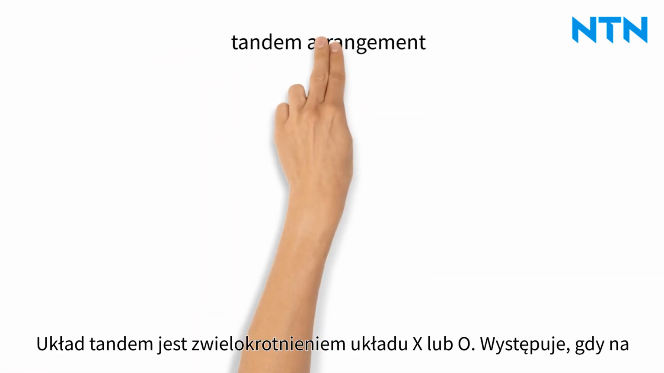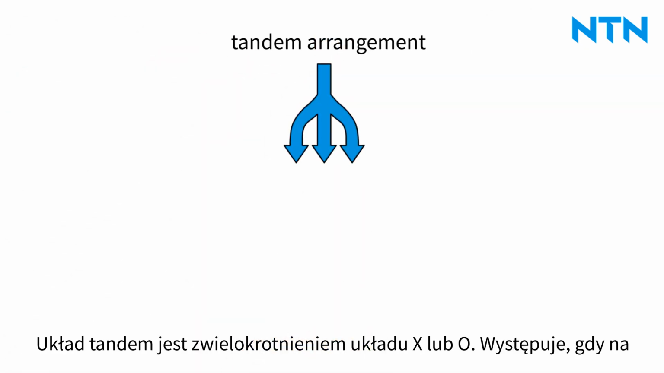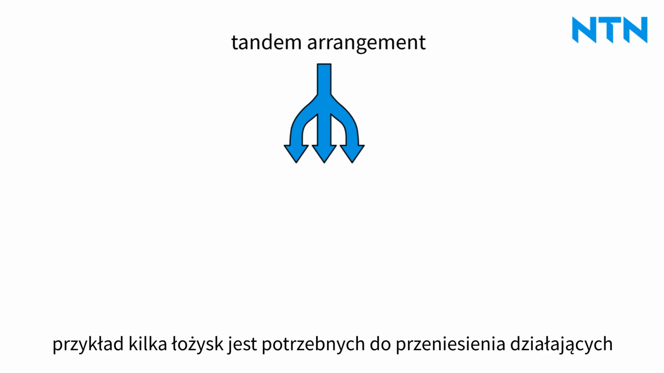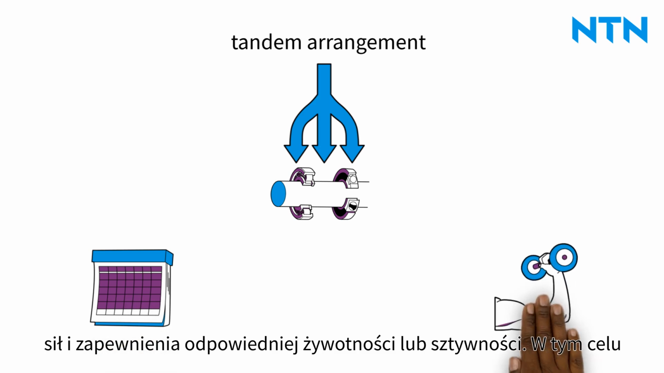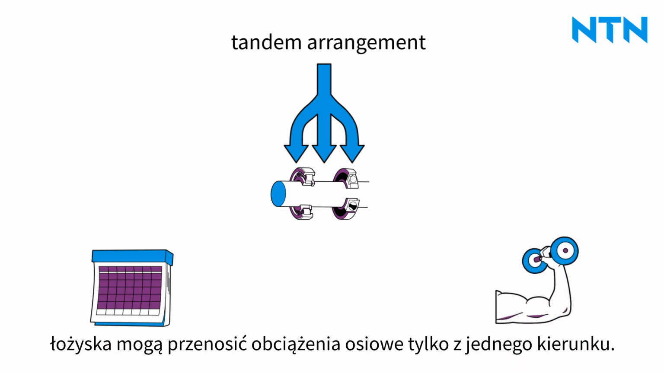The tandem arrangement is a multiplication of an X or O arrangement. This occurs when, for example, several bearings are needed to absorb the acting forces and ensure an appropriate service life or rigidity. For this purpose, the bearings can only support axial loads from one direction.